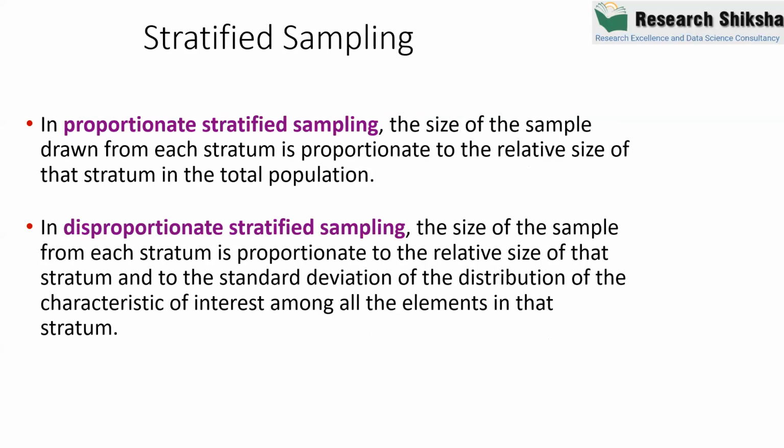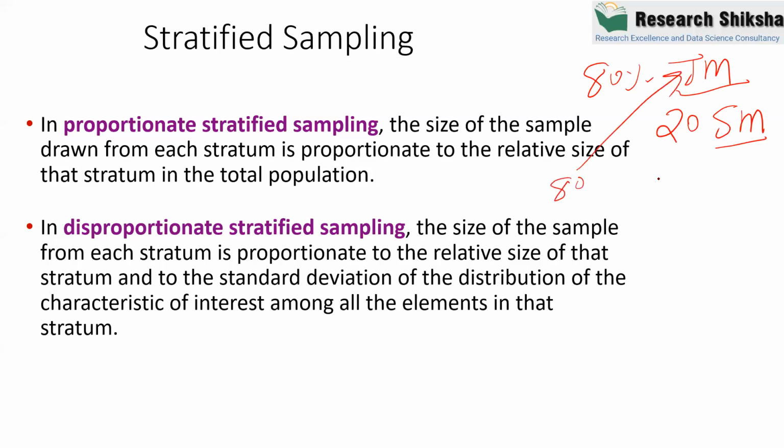Proportionate stratified sampling is very easy. For example, you know that there are 80% junior managers in the company and 20% senior managers in the company. So you divide the population into two groups, junior managers and senior managers. And you collect 80% of the data from junior managers and 20% from senior managers. So this is called proportionate stratified sampling, because you are keeping the same proportion in the sample. And if you are not keeping the same proportion, then this is called disproportionate stratified sampling.